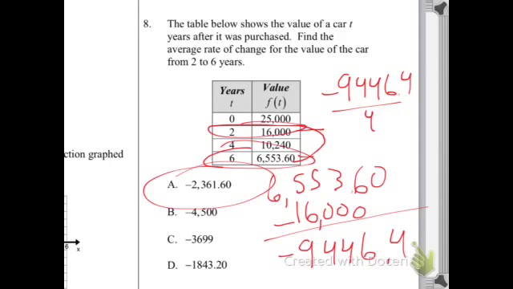And so when you do the subtraction, you have to do the 6,001 minus the 16,001. You get negative 9,446.4. And then you have to divide it by the 4. That's the change in the t value, the x value here. And when you do that, you get A. All these other ones are just mistakes. Typical calculation mistakes.